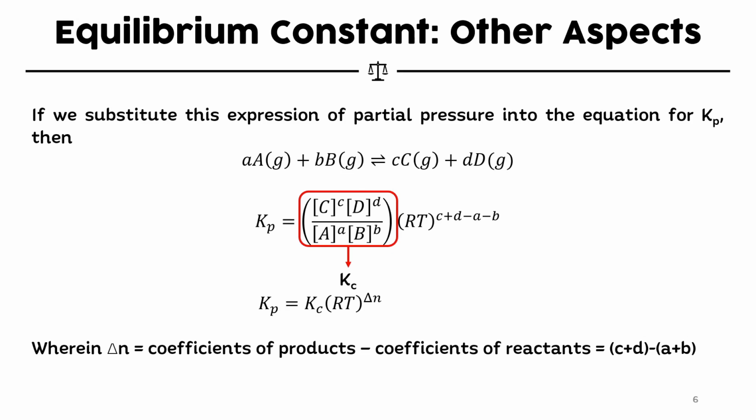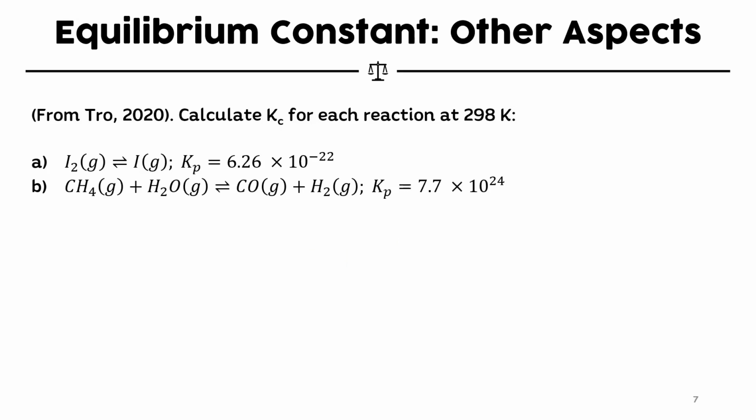So let's try answering some exercises that we have here. Calculate the Kc for each reaction at 298 Kelvin. So let's have letter A. What you have to do first is determine whether the reaction is balanced or not. So let's have letter A here.